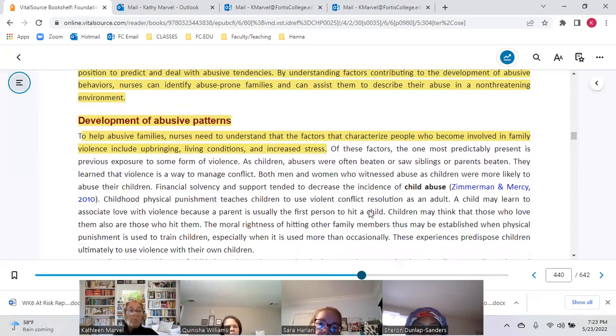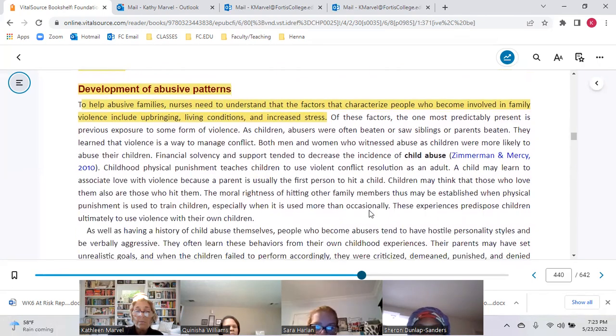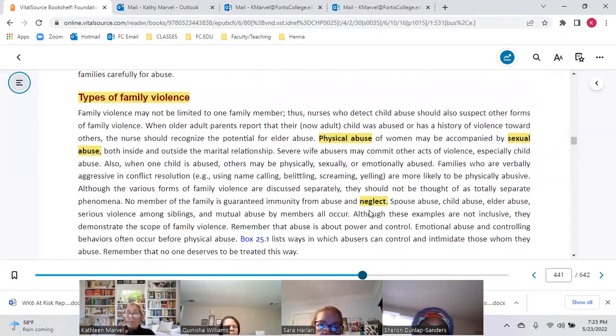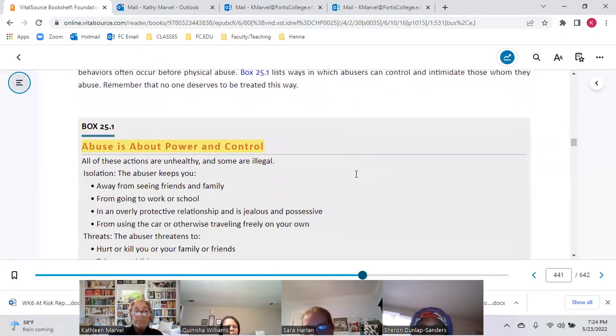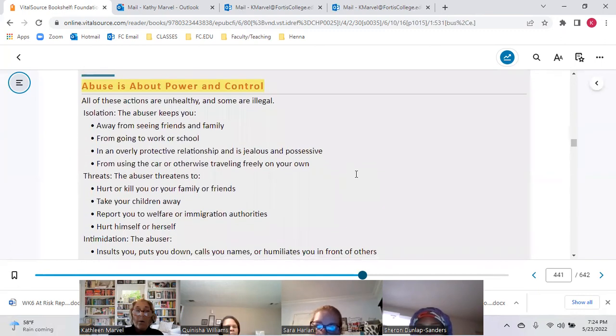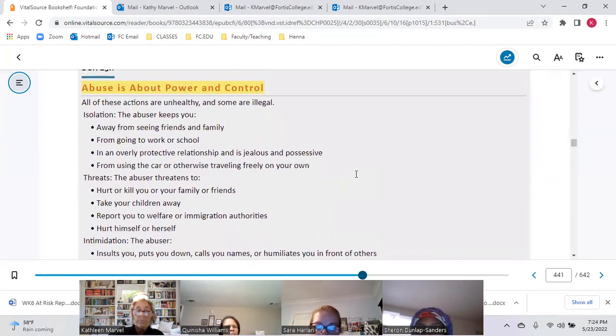Okay. So to help abusive families, nurses, we need to understand the factors that characterize people who become involved in family violence, right? Is it the upbringing? Is it living conditions? Is it increased stress? Okay. Types of family violence, right? Physical abuse, sexual abuse, neglect, child abuse. And box 25.1 is excellent. Abuse is about power and control. Okay.